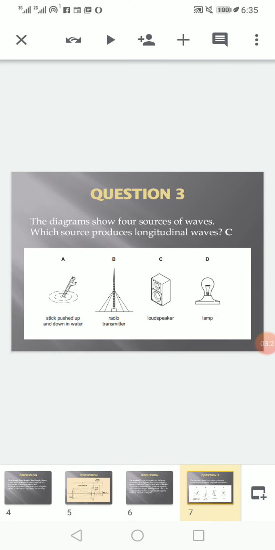This question says, the diagram shows 4 sources of wave. Which sources produce longitudinal wave? In our class, we discussed what waves are, and we looked at the different classes of wave, which we say we can have a transverse wave and a longitudinal wave. The only wave that is longitudinal here is our speaker, because all sound waves are longitudinal in nature, and it's only the speaker that produces a sound wave from all the options given. So the answer here is C.